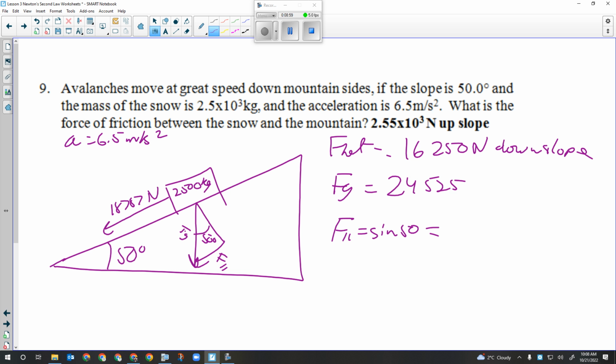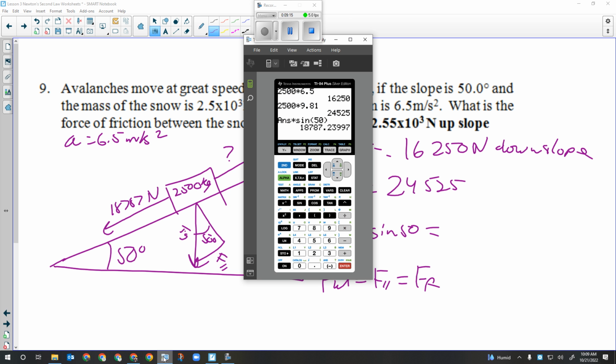So we're looking for the force of friction between the snow and the mountain. That'll be F net minus F parallel. They're both down the hill, so that should give us a negative number acting up the hill. 16,250 minus this number gives us 2.54 times 10 to the 3 newtons, actually, because I probably rounded off my trig before, up the slope, because I got a negative number and I treated down as positive. Everybody all right with that one? We've done lots like that one.